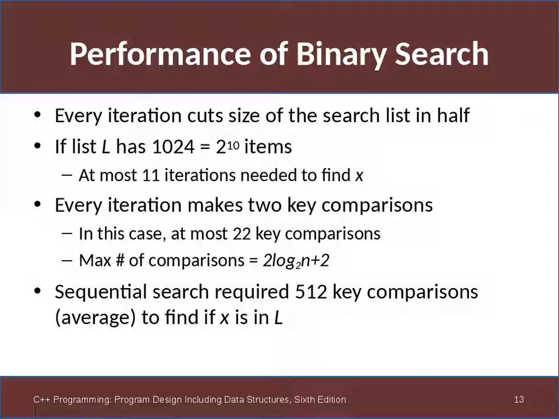Sequential search requires 512 key comparisons to find x in L. All right, what if it was 1,000,000? How many iterations would you need? 500,000 at least for linear. How about for binary?